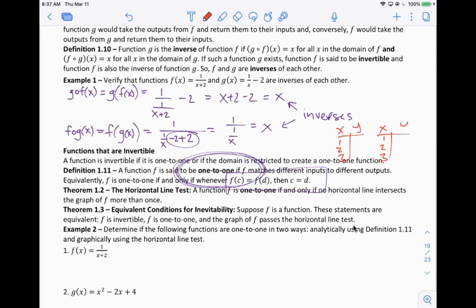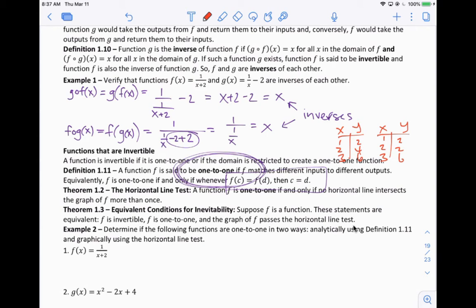But then my y's were different. So with functions, remember, as long as you have unique x's, you're good, right? If the first function had 2, 4, 6, but the second function had 2, 2, 6, the first function would be what we call one-to-one. Every x has a unique answer.